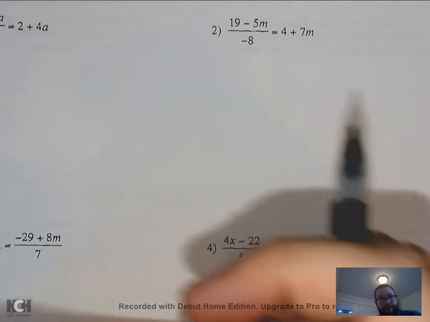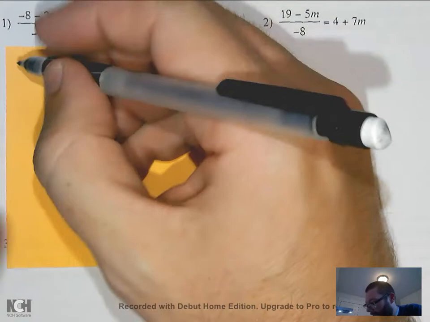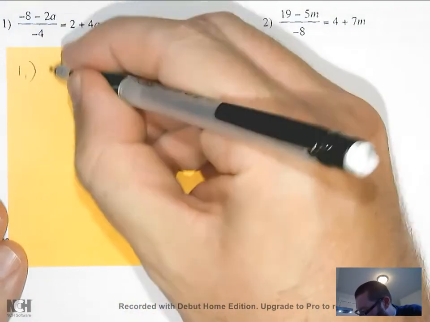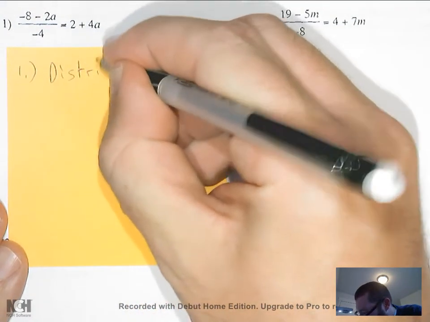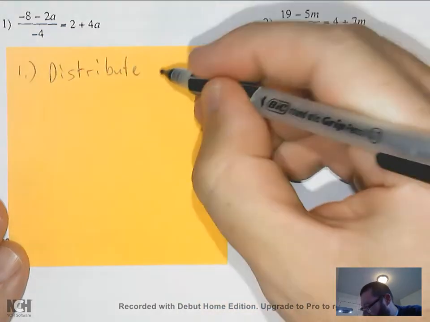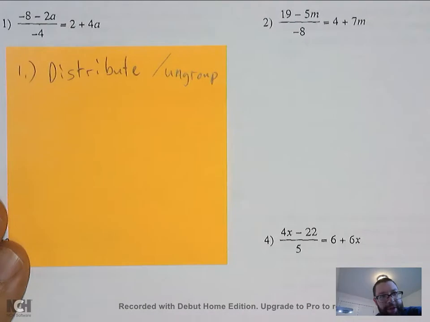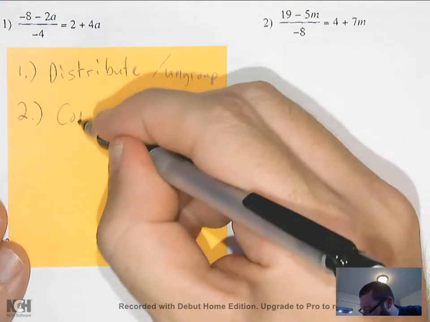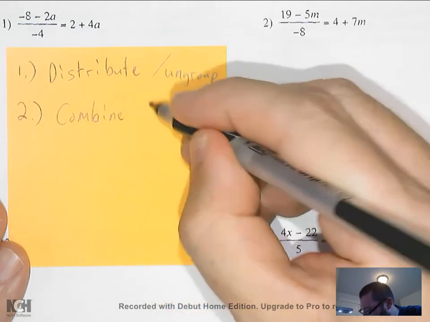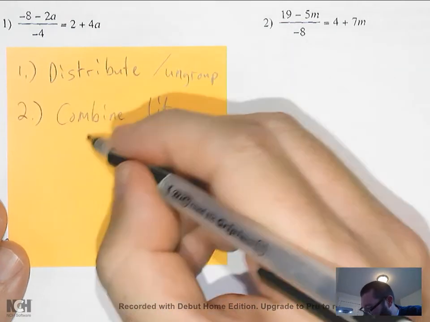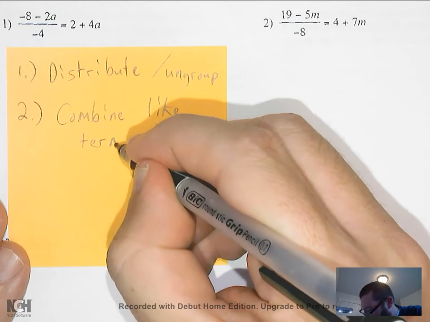So, just a reminder, our steps for multi-step equations are to first distribute. That also means ungroup, which is what we're going to be doing today. We're going to do those first. And then after that, you're going to combine like terms. So if you see any like terms on the same side of the equal sign, you do that next.